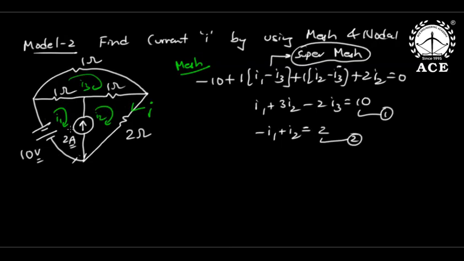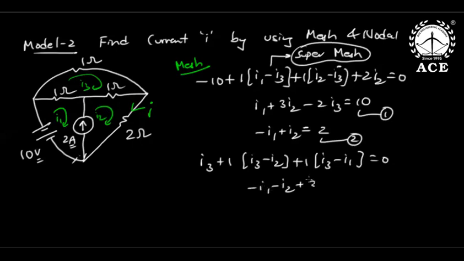Now third is directly 1 into I3 plus 1 into (I3 minus I2) plus 1 into (I3 minus I1) is 0. So minus I1 minus I2 plus 3I3 equal to 0. From this, I need I. But I is I2, because I is the current flowing in the 2 ohm branch.